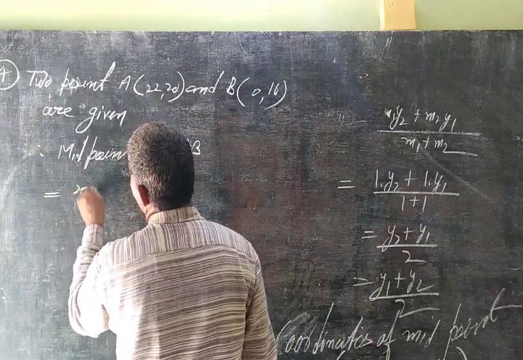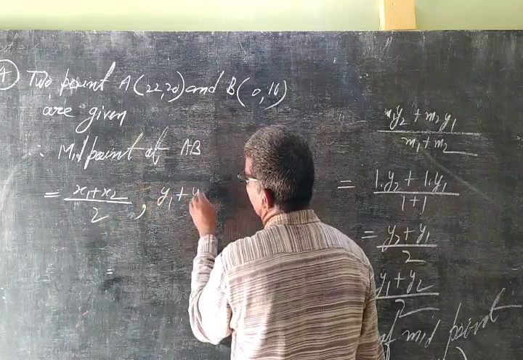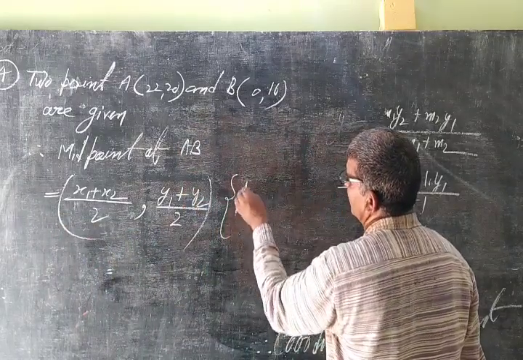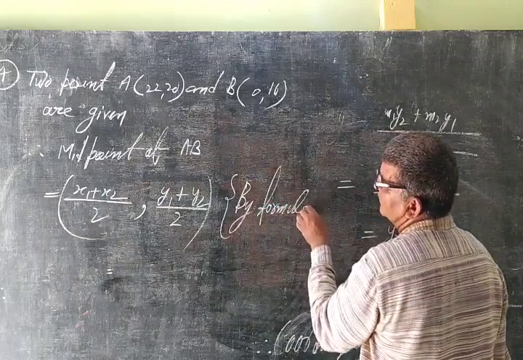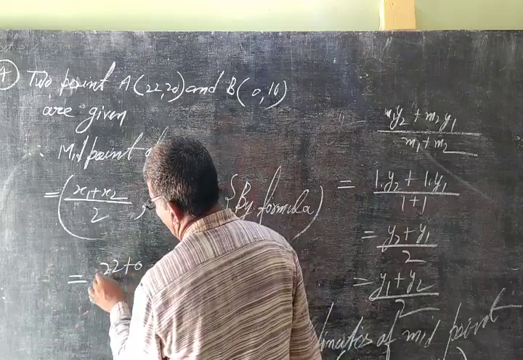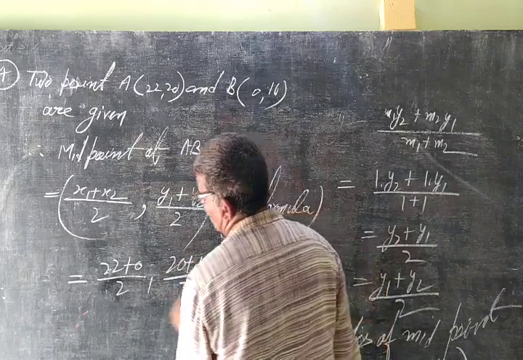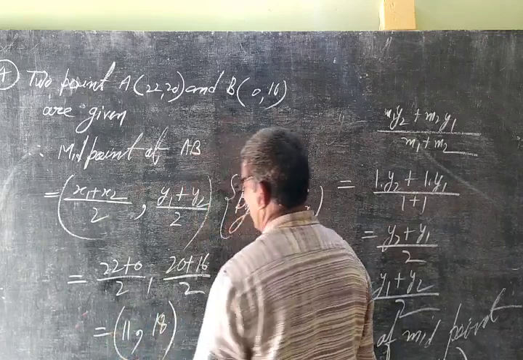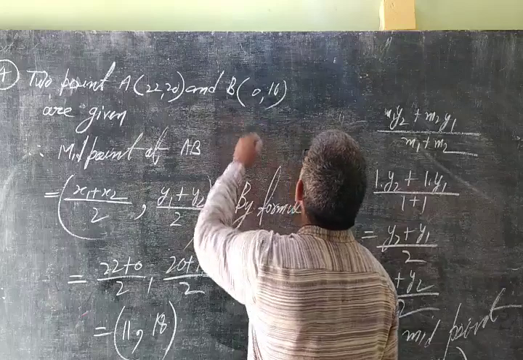equal to x1 plus x2 upon 2, y1 plus y2 upon 2, by formula, equal to 22 plus 0 upon 2, 20 plus 16 upon 2, equal to 11 and 18. This is the midpoint of the given 2 points.